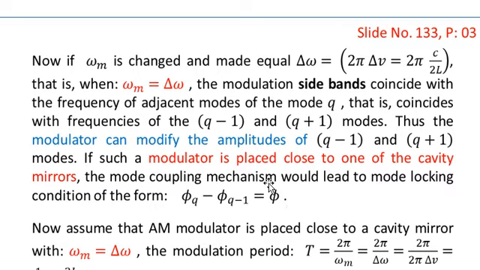because we want the difference between two consecutive longitudinal modes, or between two consecutive modes of the laser cavity, to be phi, because we want to fix the phases of the modes. And you know that when we fix the phases of the modes, then we say that we have done the mode locking.